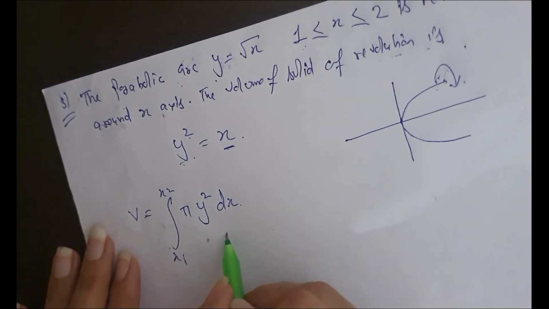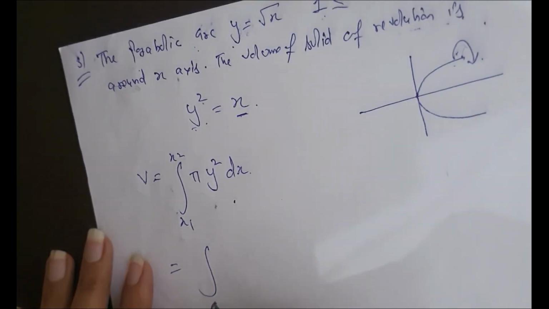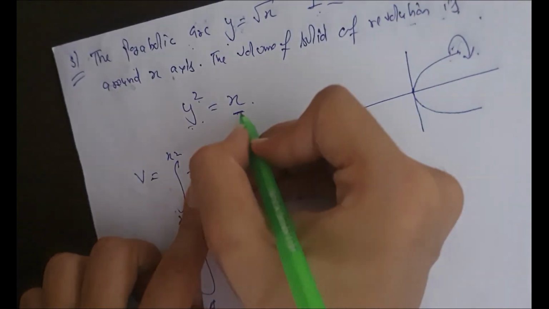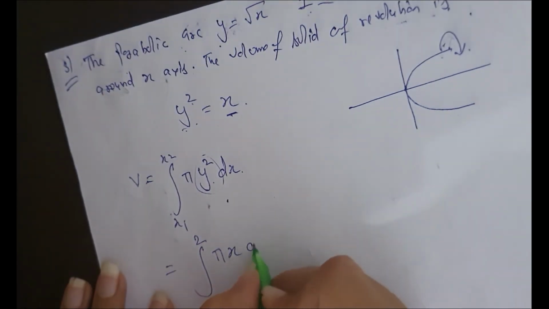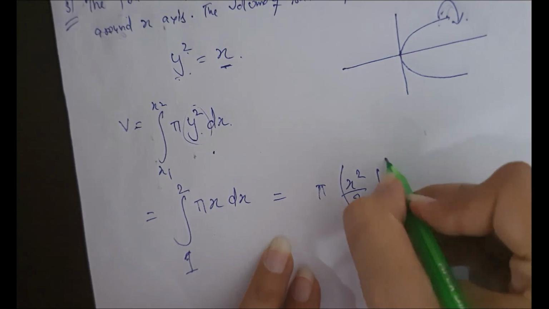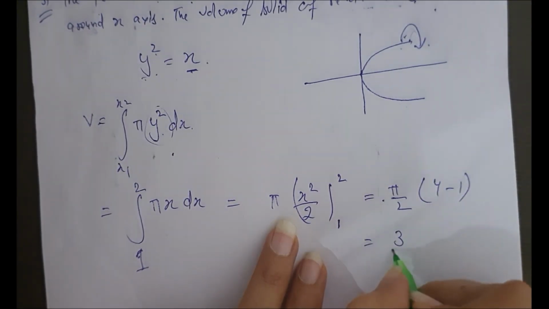So this is the formula to find the volume of a solid around the x-axis. Here it is given from 1 to 2 of pi y square. Now y square is equal to x. Put it here, dx. This will be x square by 2 from 1 to 2. So this comes out to be 3 pi by 2.